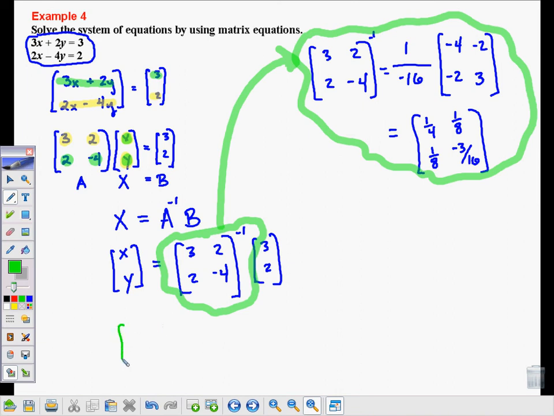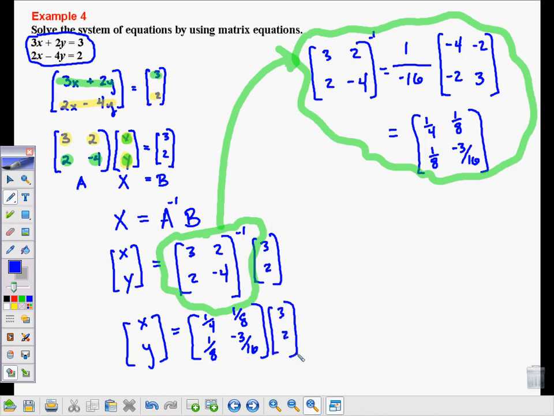So x, y is now equal to 1/4, 1/8, 1/8, and negative 3/16 times 3, 2. Almost home free here, gang. Almost home free.